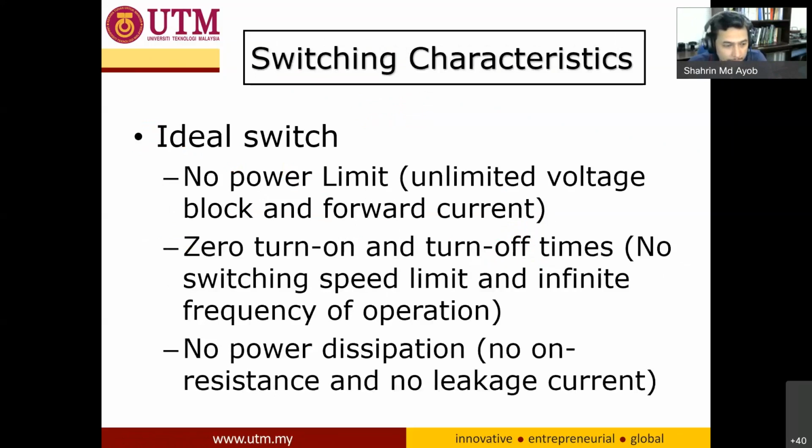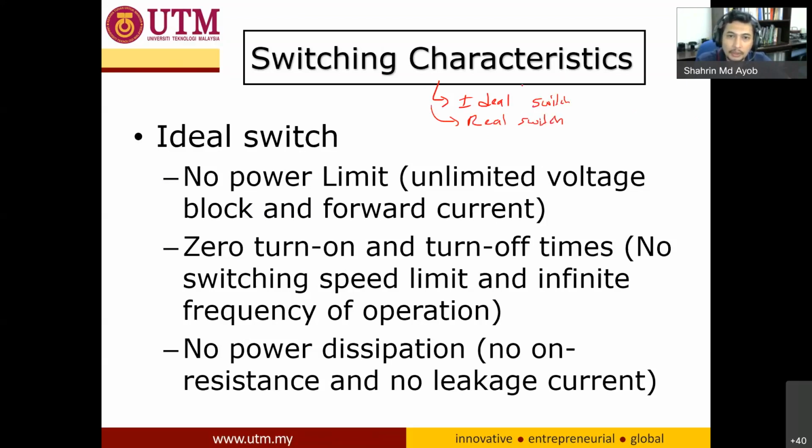Switching characteristic. From on to off and off to on, there are some characteristics that we need to study. For the switching characteristic, the first one we need to study is what we call the ideal switch. What is an ideal switch? And the second one is called a real switch.